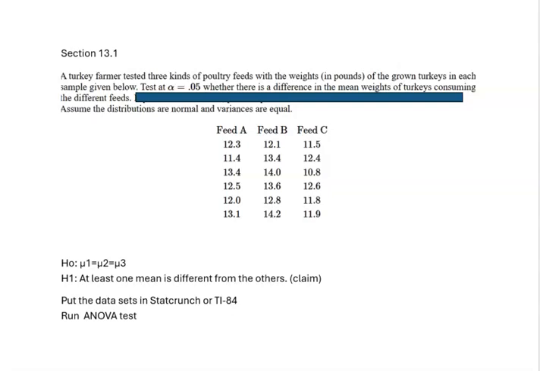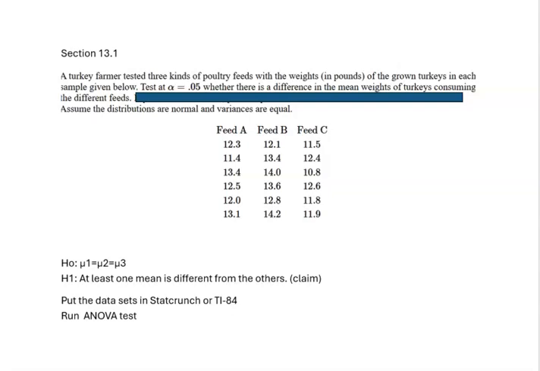Okay, here's how you set up the test. Your null hypothesis should be all the means are equal: mu1 equals mu2 equals mu3. It's always like that. And H1, it's always this statement: at least one mean is different from the others. And since it's asking us to test whether there is a difference, the claim is in H1.